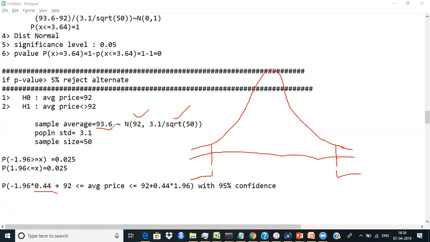Sorry sir, you are saying something? Yes, the value you have got is 93.6, which is outside. You will say that you are basically not able to accept the null. So we will not say we are not accepting the null. We will say that we were not able to reject the alternate.